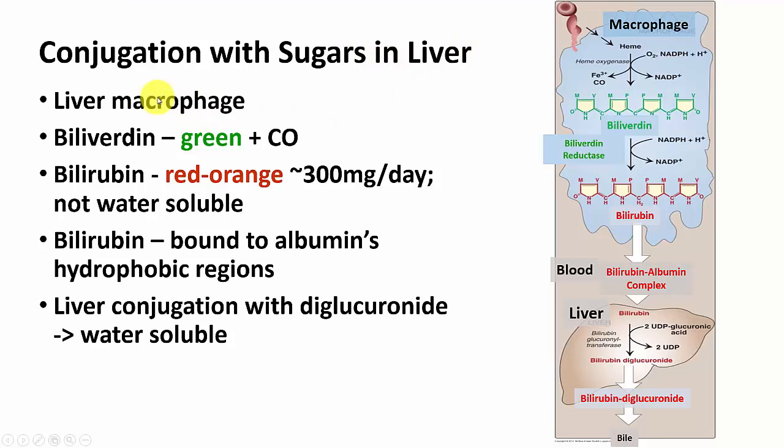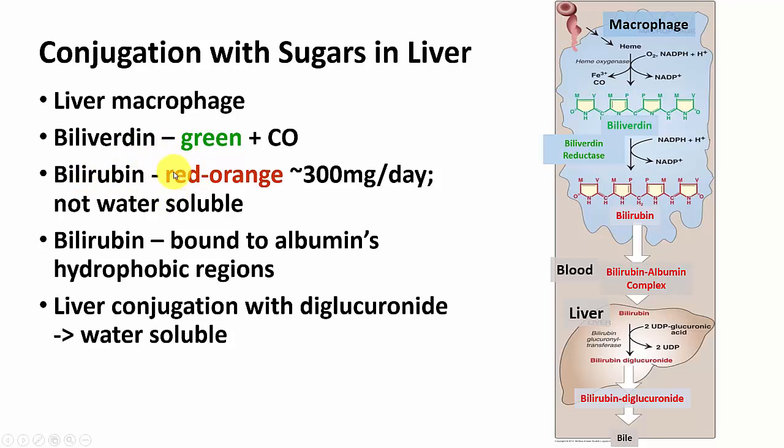Conjugation with sugars. So it starts out in liver macrophages. The first product is actually biliverdin. You probably don't really need to know that, but when it breaks up that heme group, it releases Fe3+, and we have proteins that bind that and save the iron. And then carbon monoxide, which is toxic to hemoglobin, is released as well. There's very little CO released, so it's not really a major problem, but this is the one place in the body where carbon monoxide is produced.